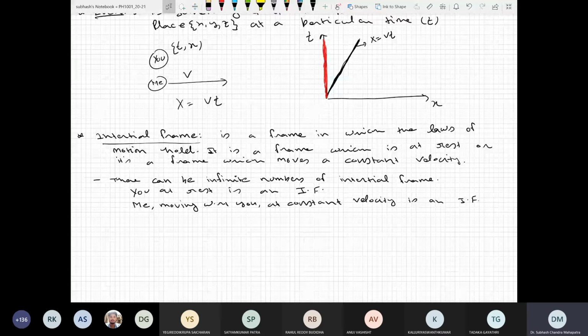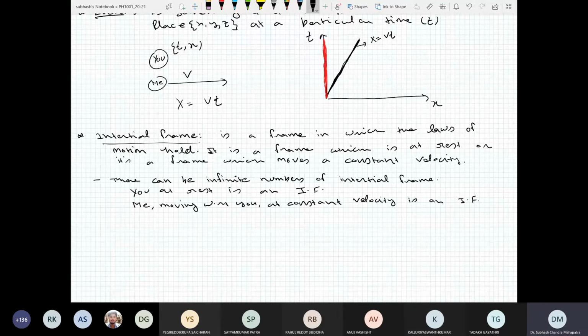Somebody asks how unique is a reference frame. There is no unique reference frame. Every inertial frame contains a separate frame of reference. Yes, it can be the same or it can be different.